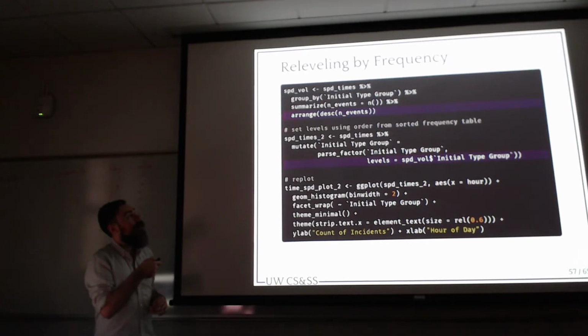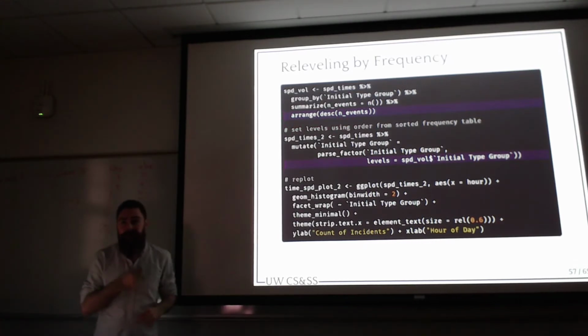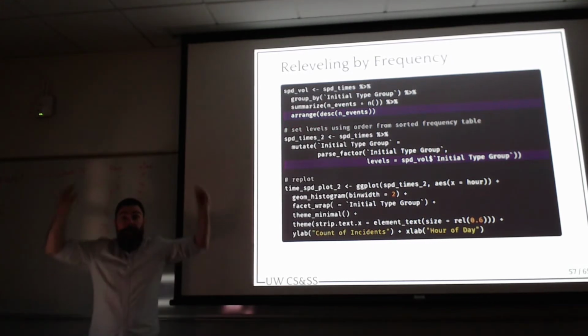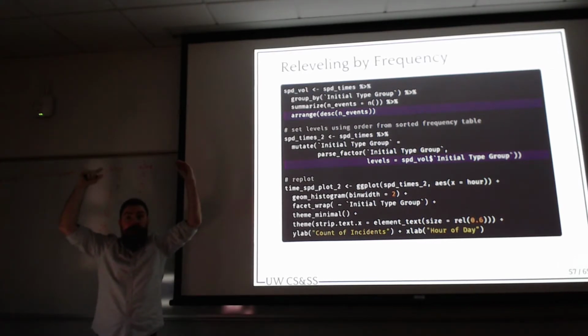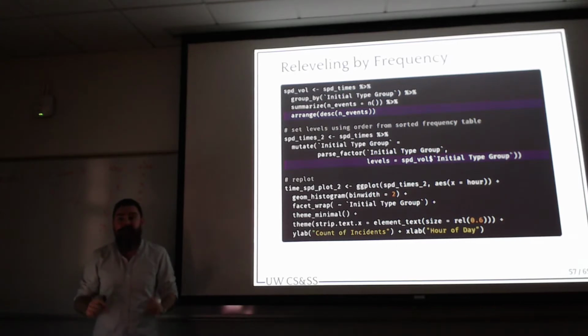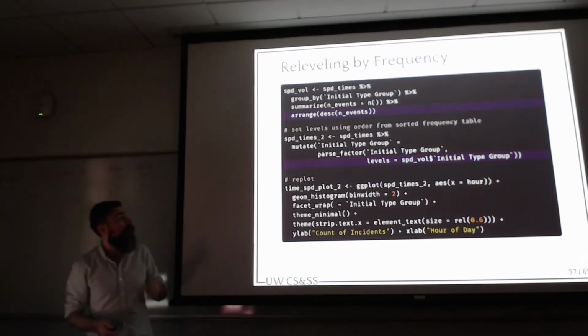I'm then going to arrange it descending events. Descending means that the very first row of the data is going to be whatever was the most common crime in the data set. The last row of the data was the least common crime in the data set. One row per crime. Okay, it's summarized data. I've essentially created a frequency table of crimes and ordered it based on the frequency of crimes.